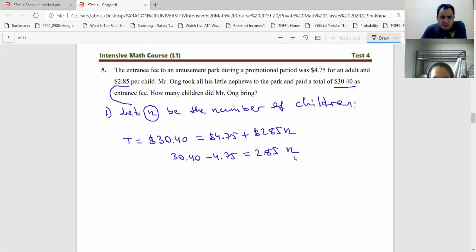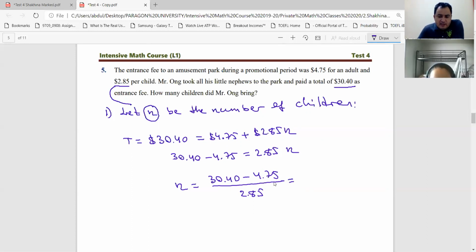Now divide both sides by 2.85. You can use a calculator, okay? Anyway, if you're not allowed to use a calculator, we can do it without. Here we have n equals (30.40 minus 4.75) over 2.85. I have just divided both sides by 2.85. I didn't do anything else. Now we can simplify this.